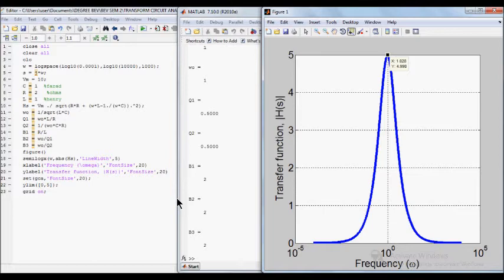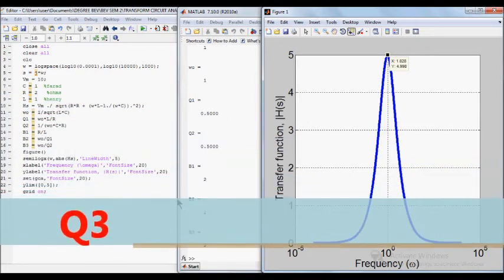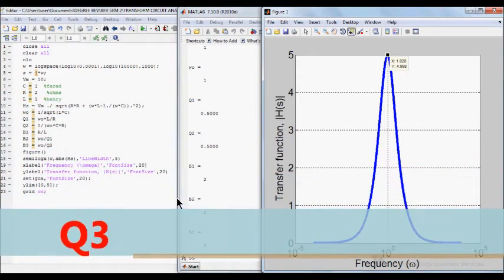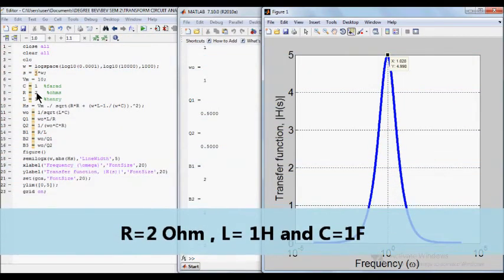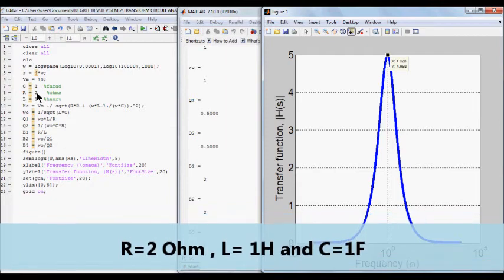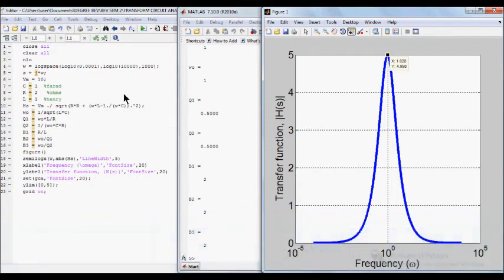The last one we proceed with Q3. This is the coding. We insert the coding for Q3. We just change the value of R. We change the value to 2 ohm. After we run the coding, then we will get the answer. This is the answer.